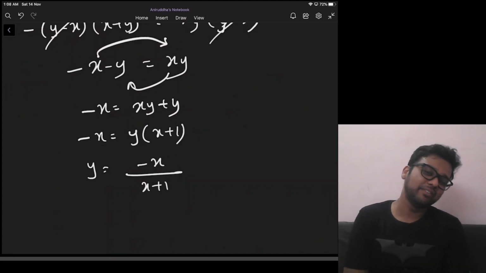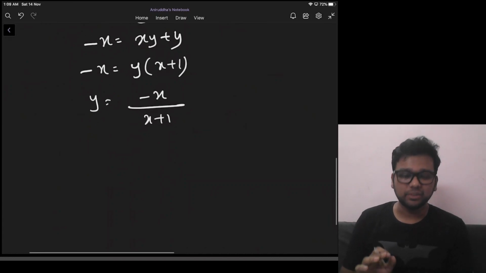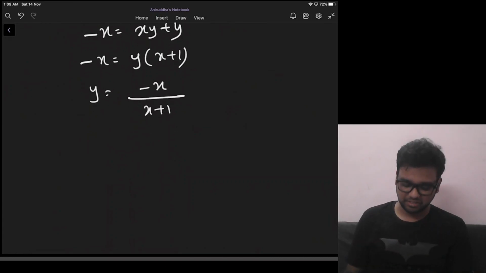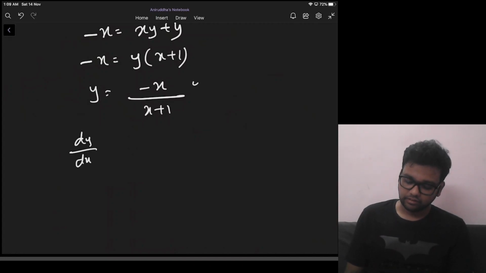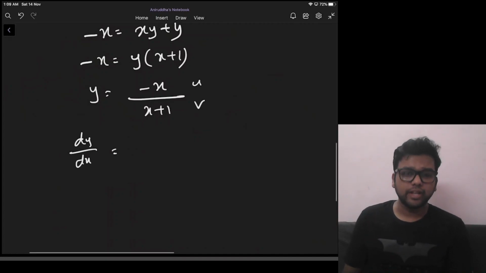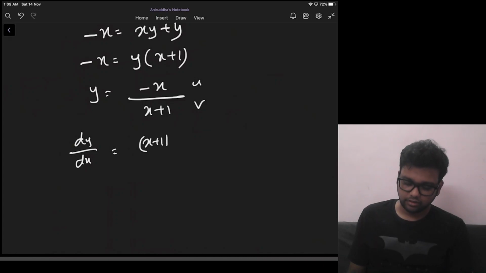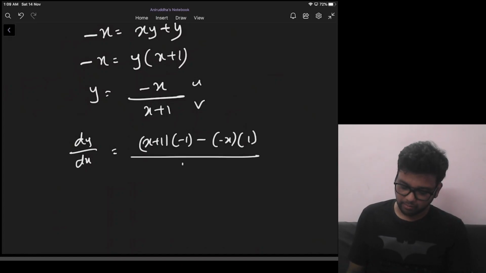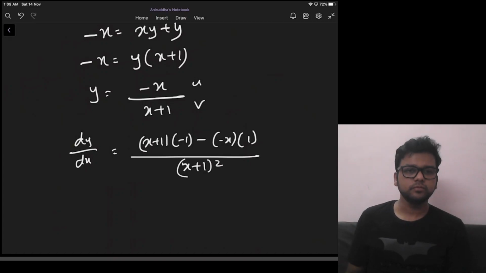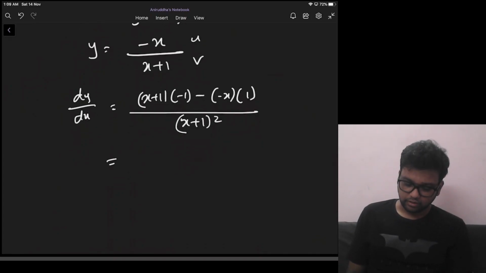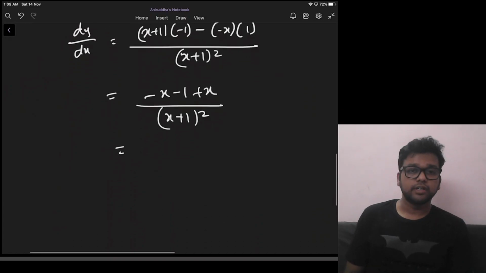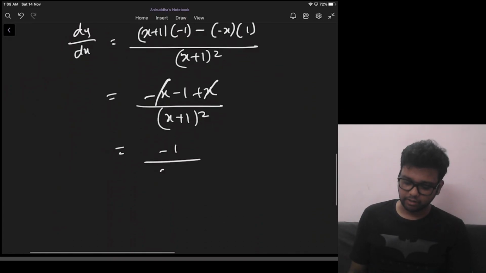And now if we take derivative, we'll get the answer, because now it will be easy to solve. Let's try to take derivative now. dy by dx will be, this is u and v. So v into derivative of u, that is x plus 1 into derivative of minus x, which is minus 1, minus u into derivative of v, which is 1, divided by (x plus 1) square. Fine. That is going to be minus x minus 1 minus minus plus x divided by (x plus 1) square. So it is going to be minus x plus x cancelled, minus 1 divided by (x plus 1) square.